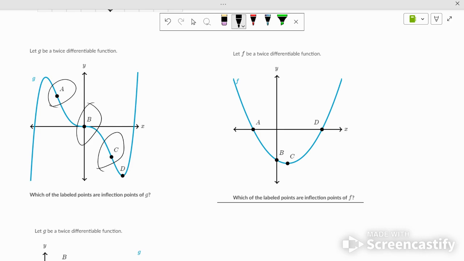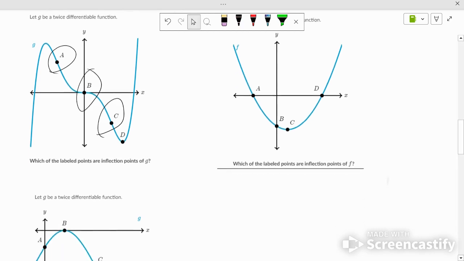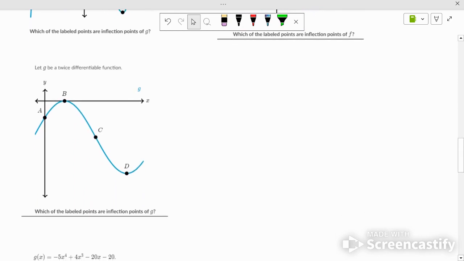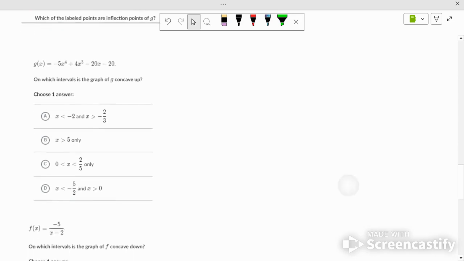Absolutely none of them, because it's concave up the whole time. It doesn't change concavity. If nothing changes, then none of them work. Any changes of concavity there? No, B is a maximum point. It's a critical number. C is where concavity changes. It goes from concave down to concave up. Where does it switch? At C. Changes of concavity.